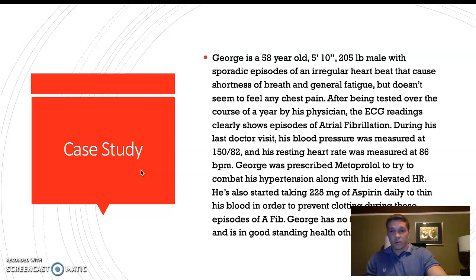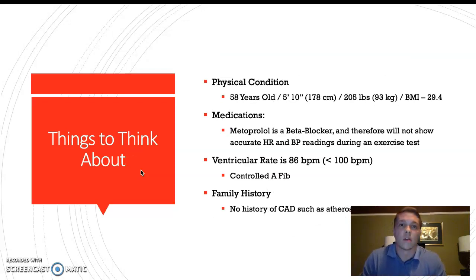So there's a few things that we could pick up and take note of here. George's physical condition, he's 58 years old, so he's older. He's 5'10" and 205 pounds, so his BMI is 29.4. The cutoff for obesity is about 30 BMI, so he's almost on the verge of being obese. He's currently on 2 different medications. He's on metoprolol, a beta blocker, therefore his heart rate is going to be lowered and his blood pressure is going to be lowered. And he's also on aspirin.